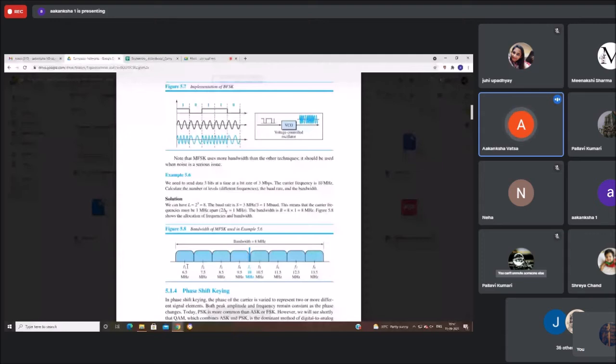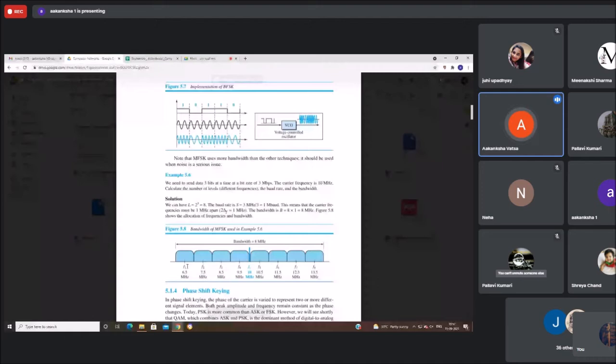Is this example clear? Example 5.6. How we computed 8 frequencies, okay. So next, the third type of digital to analog conversion technique is phase shifting.